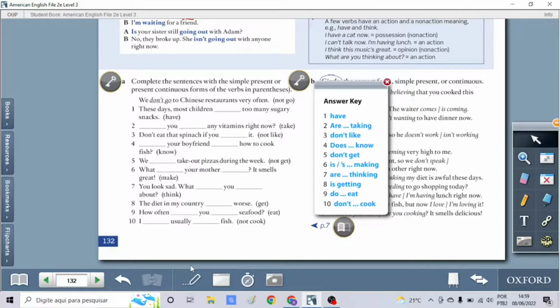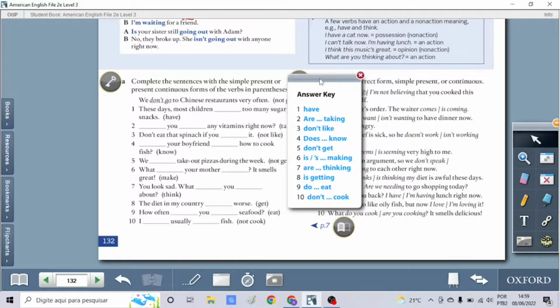Okay, so let's go here. Let's check your answers now. 1. These days, most children have too many sugary snacks. 2. Are you taking any vitamins right now? 3. Don't eat the spinach if you don't like it. 4. Does your boyfriend know how to cook fish? 5. We don't get takeout pizzas during the week.